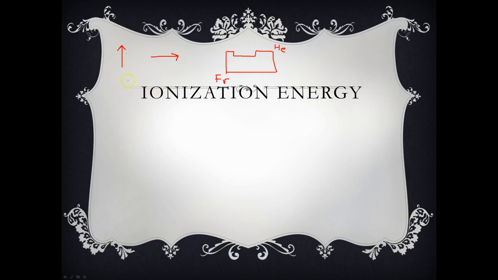Okay. Why does it increase going up? Well, we know that as we go down the periodic table, we have more shielding, which means less pull.